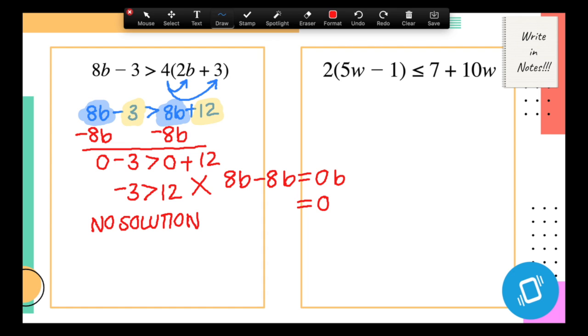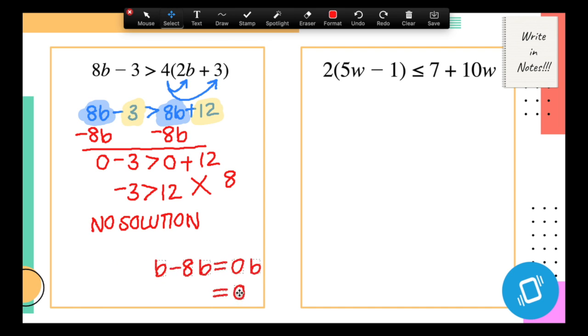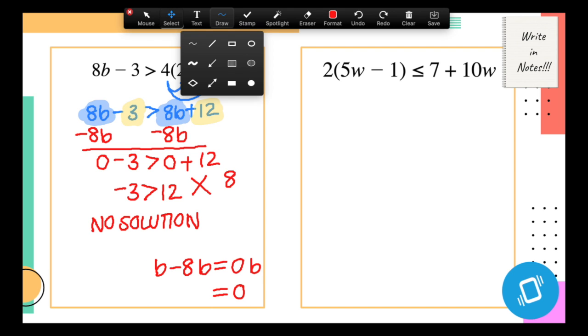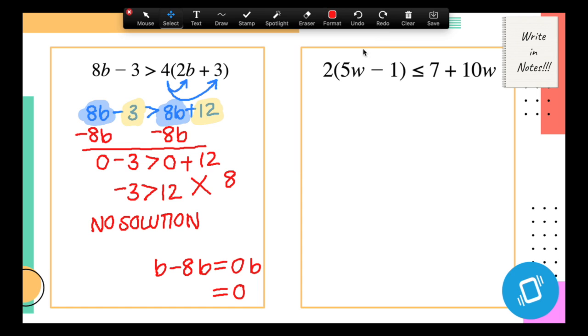Okay, and I'm just going to move this to the other side so I have more room for my other question here. So let me just move it to right here. Okay, let's try out the next problem.